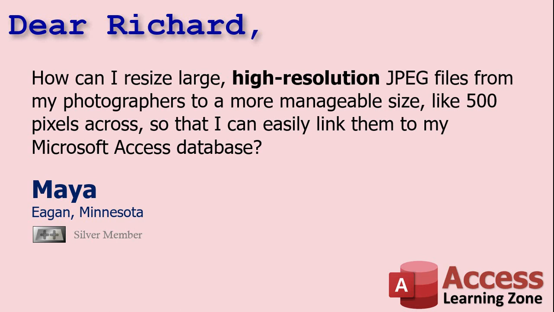So what we're going to do is take whatever image you get and scale it down so it's nice and small. Right? You don't need something that's 5,000 pixels across. Just bring it down to 500. And we can do this right inside of Microsoft Access.